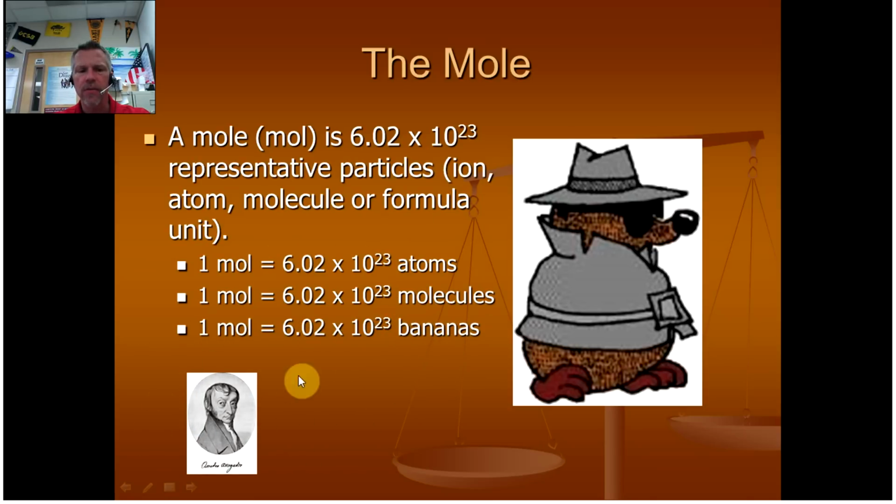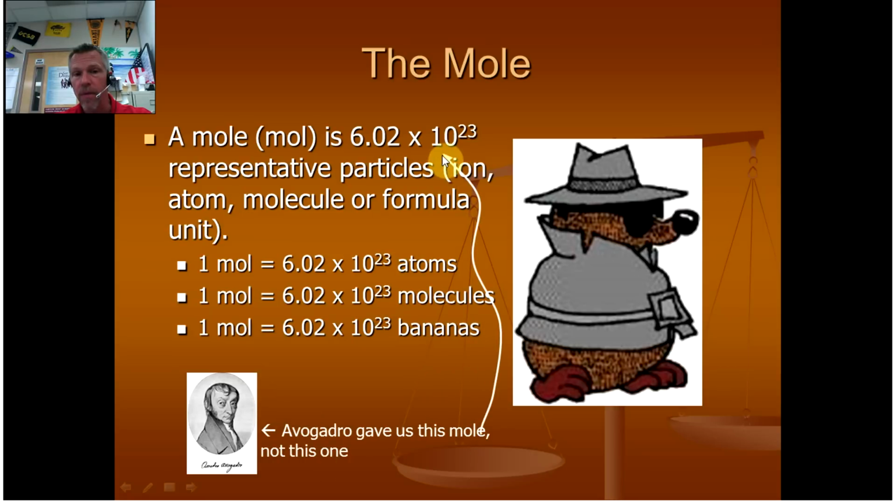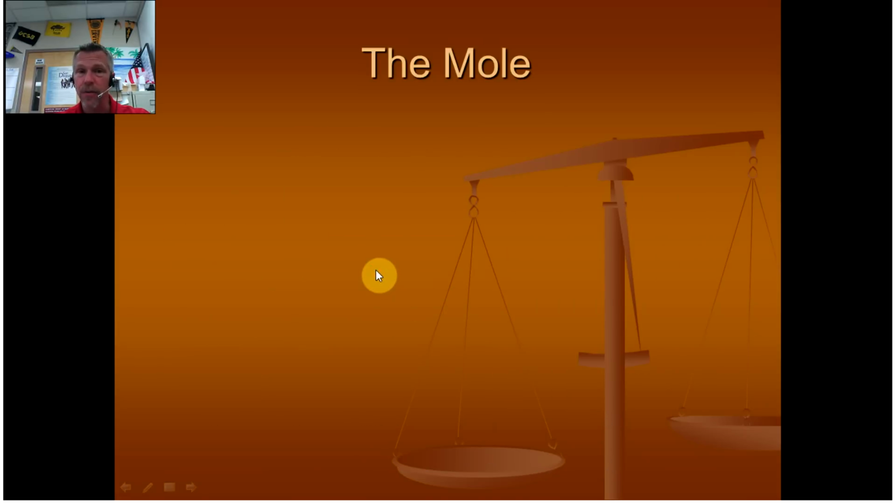This fella here is the one who developed the concept of a mole, and his name is Avogadro, not avocado, like the fruit that you squish into some delightful guacamole, but Avogadro. And Avogadro is the one who gave us the mole, not this mole. And so in fact, this number is also called Avogadro's number. 6.02 times 10 to the 23rd is Avogadro's number.